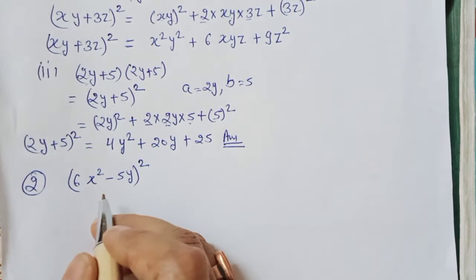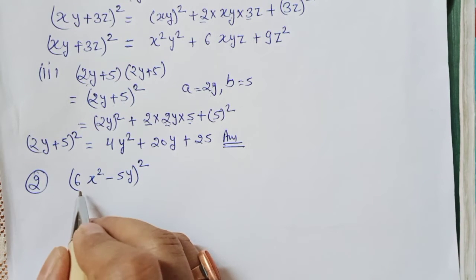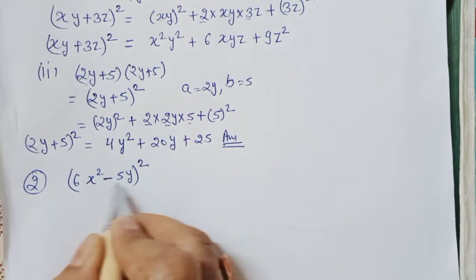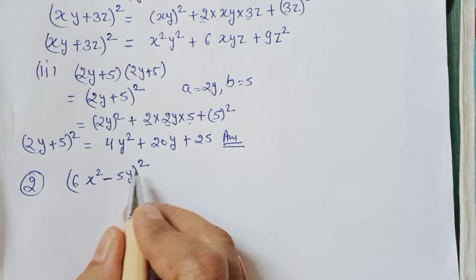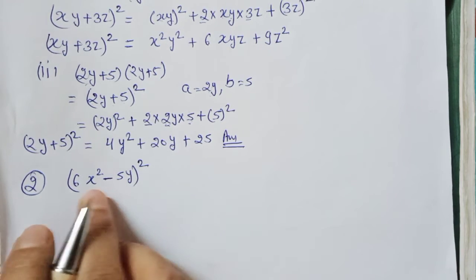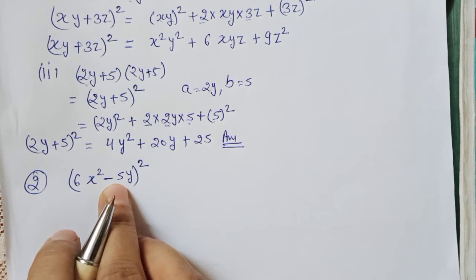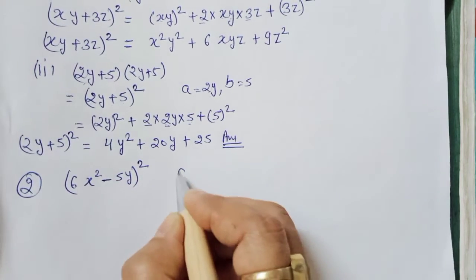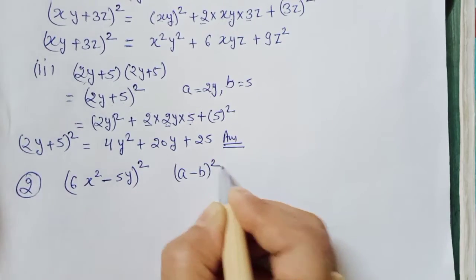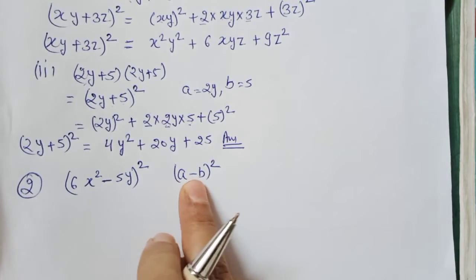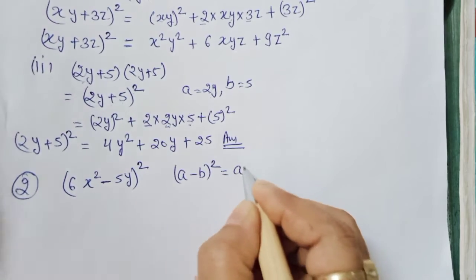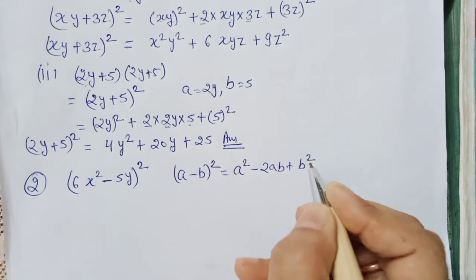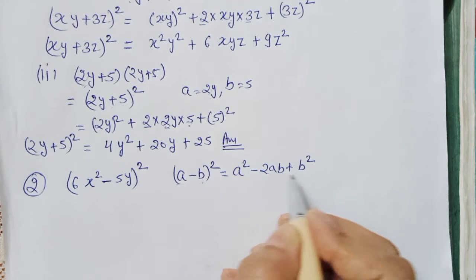So guys, we are taking another example. Here we can see that there are two terms having a negative sign between them and a bracket having a whole square. So this polynomial can be expanded with the help of the second identity, which is (a - b) whole square, because this question is in the form of this. What is the identity? a square minus 2ab plus b square. We will expand this like this.